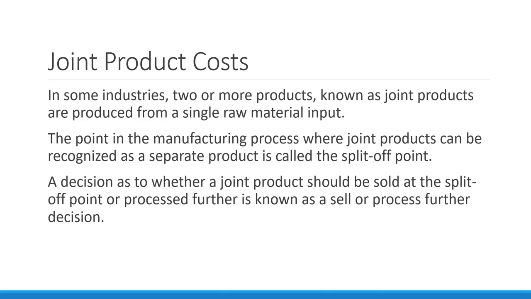The point in the manufacturing process where we split off, where we move from the processing to where joint products can be made, is called the split off point. At the split off point, we make that sell or process further decision. So for example, if we're processing cocoa and we turn it into powder, that sell or process further decision happens there. We can sell the cocoa powder at that point, or we can process it further into a different product.